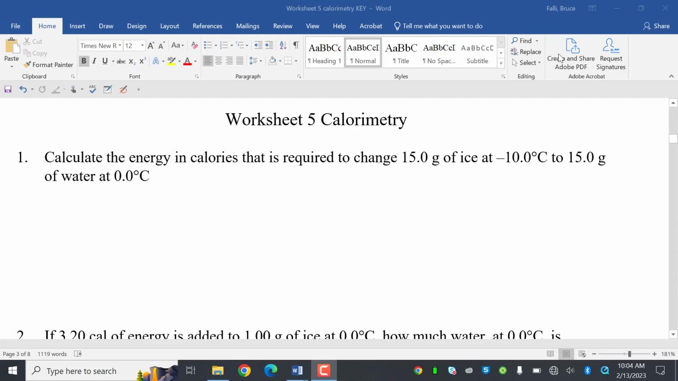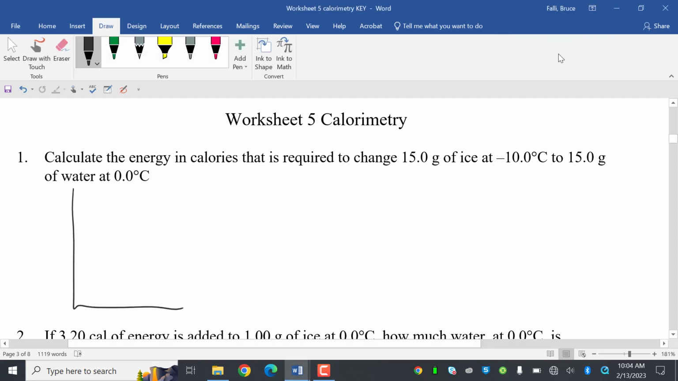Calculate the energy in calories required to change 15 grams of ice at -10 to 15 grams of water at 0. So remember, the first thing you do: 3/4 is the boiling point, and 1/4 is the freezing point. I'm going to start at -10, and I'm going to end at water at 0. So I'm going to end right here. First dot is here, I'm going to end there.